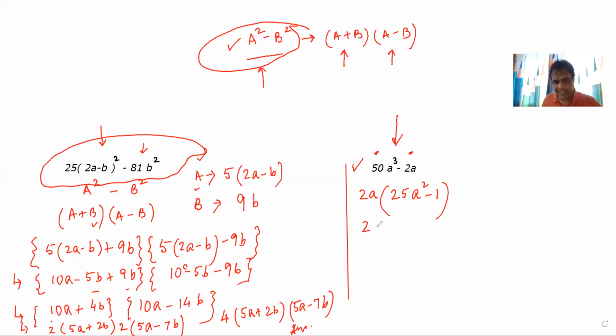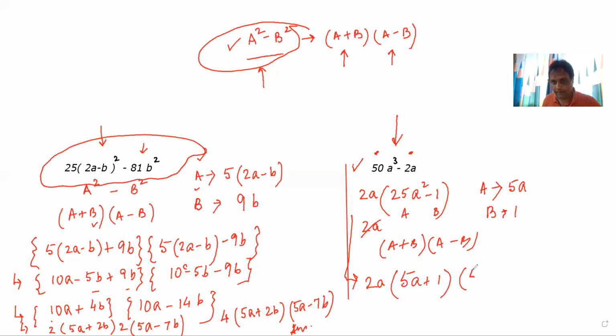And now I can clearly see that this is an a square and this is a b square. So what is a? A is 5a. And what is b? B is 1. Very simple, right? A is 5a and b is 1. So now we know that a plus b into a minus b are the two factors of this bracket. So we write 2a, and in the bracket 5a plus 1, and the next bracket 5a minus 1. And these are the factors of this question, which is 50a cube minus 2a.